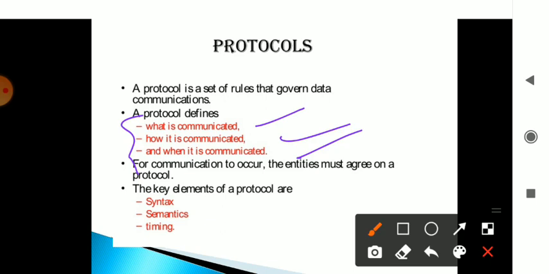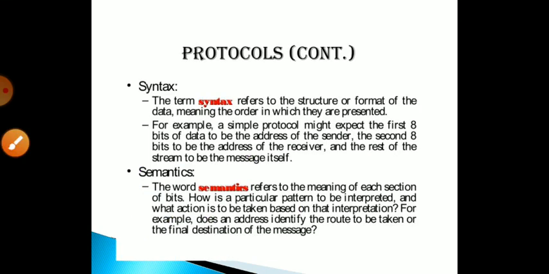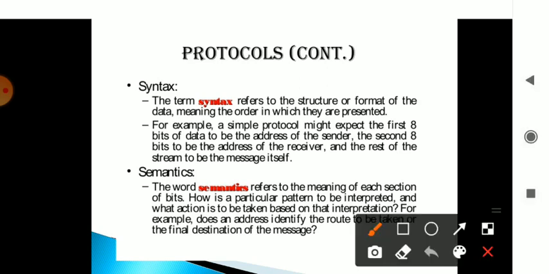The protocol also consists of three kinds of elements: syntax, semantics, and timing. So what do you mean by syntax? Syntax is the structure or the format of whichever data it is. It will be presented in a format with a certain structure which is already designed. So it has to follow that particular structure only when it is sent and received. It cannot change the structure. For example, when I am sending 8-bit data, the sender and the receiver address will be of 8 bits only. It cannot change with the address. So that is a kind of structure.